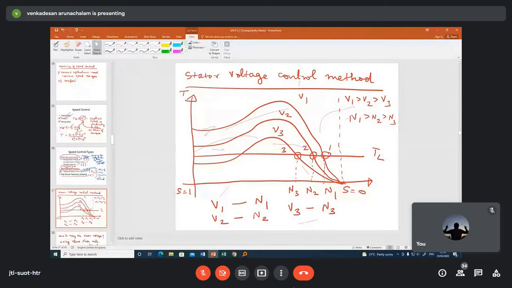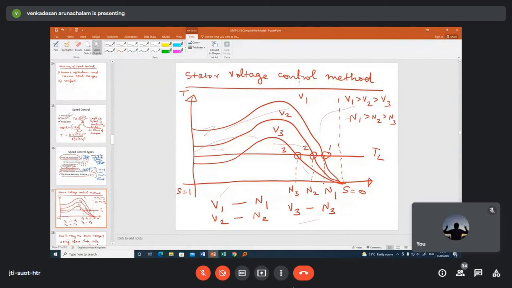So in order to understand these voltage control methods, we have to take the torque slip characteristics. Here, the torque slip characteristic is drawn for various voltage levels. Let me take stator voltage as V1 and draw the torque slip characteristic.